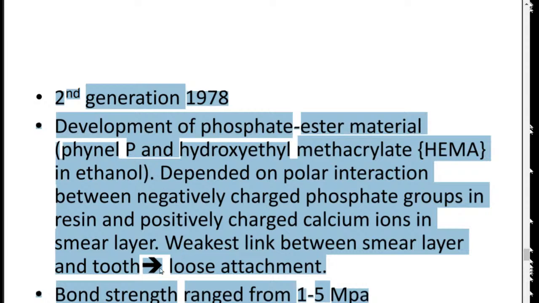Quick summary of the second generation, 1978: development of phosphate ester material, phenyl P and hydroxyethyl methacrylate HEMA in ethanol. Depended on polar interaction between negatively charged phosphate groups in resin and positively charged calcium ions in smear layer. Weakest link between smear layer and tooth, loose attachment. Bond strength ranged from 1 to 5 MPa. Poor clinical results plus undercuts.